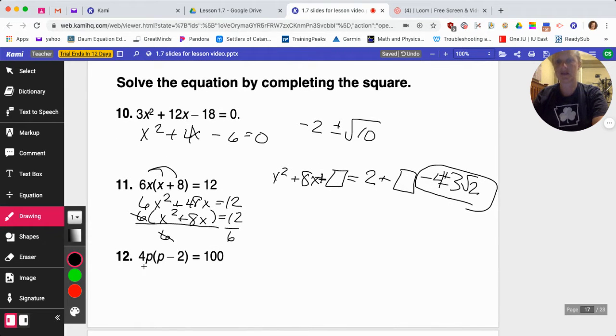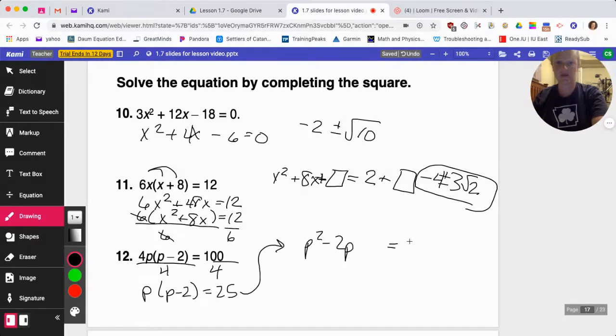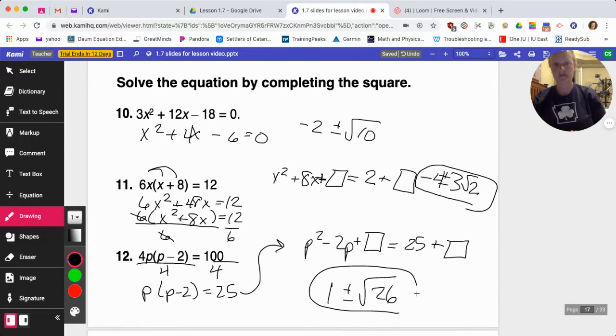Let's get a little smarter with this one and divide. I have p times p minus 2 equals 25. P squared minus 2p equals 25. So I really need to put something in the box, okay? And that's going to give me an answer. You guys can take it from here. 1 plus or minus root 26. You guys got it. I believe in you.